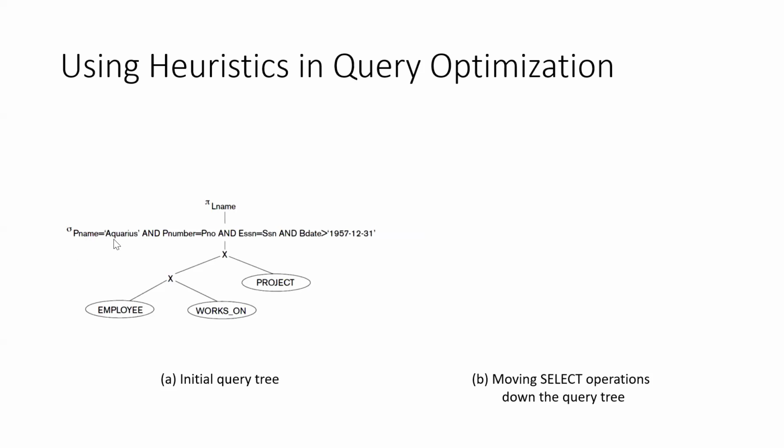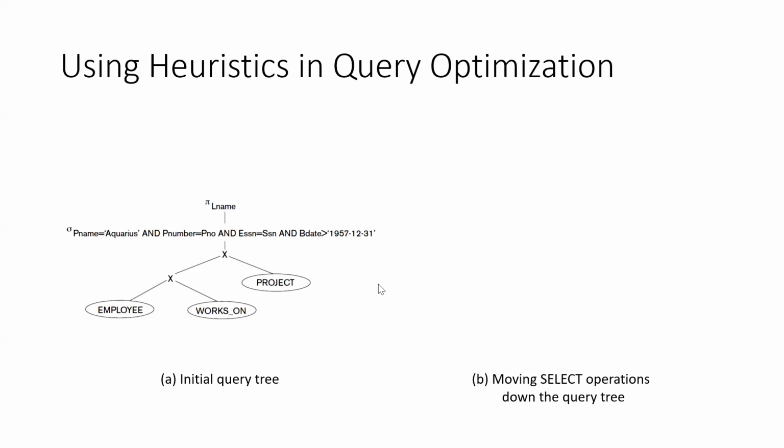Project name should be Aquarius, and the birth date should be after 1957. Once you filter this out, you will select only the last name. That could be the easy one, but you will notice that this will generate a lot of unnecessary records. A Cartesian product, if you remember from your previous discussion, will generate all possible combinations, which is sometimes not relevant for us.